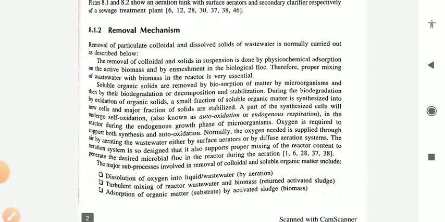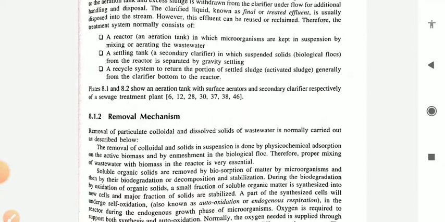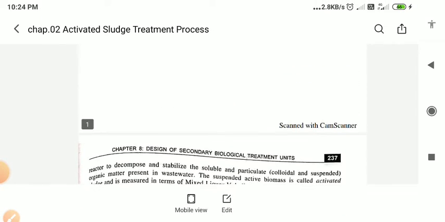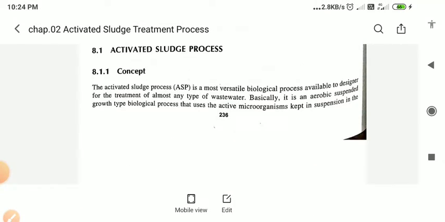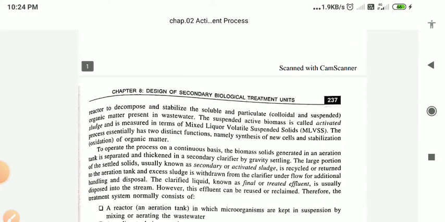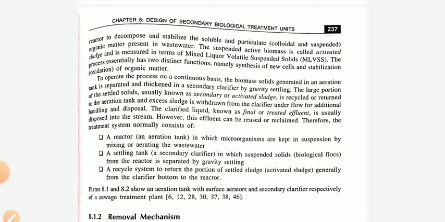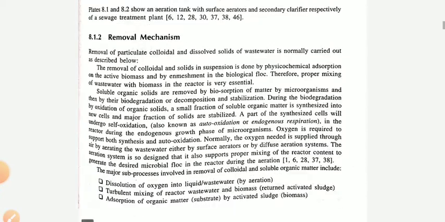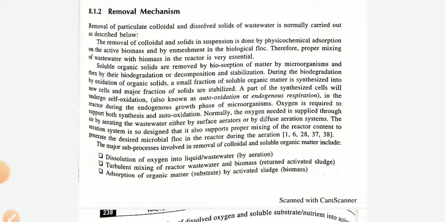Okay, the second topic is the removal mechanism. So in the first paragraph we discussed the basic theory and concept, what the activated sludge process is, how it works, and its mechanism. That portion we have covered. What is suspended activated mass, how it works, what is activated sludge. Now the second is the removal mechanism. Removal of particulate, colloidal and dissolved solids of wastewater is normally carried out as described below.